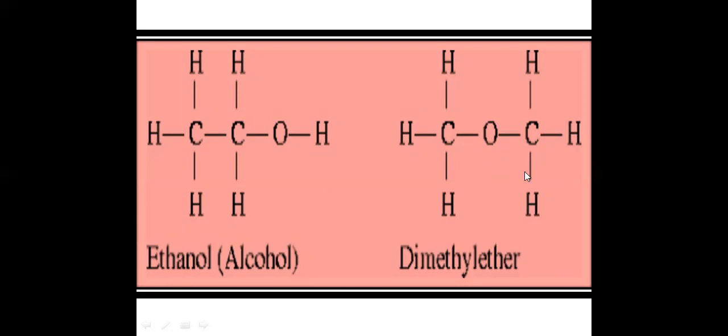Both compounds have the same molecular formula, but the arrangement of atoms is different. Here, oxygen is present at the side of the two carbon atoms, while in this case, oxygen is present in between the two carbon atoms. So the arrangement of oxygen and hydrogen atoms is different. Those types of compounds which have the same molecular formula but different arrangement of atoms, or in other words, different structures, are called isomers. So this one is ethanol, and this compound is called dimethyl ether.